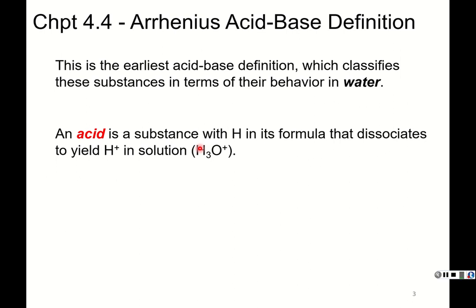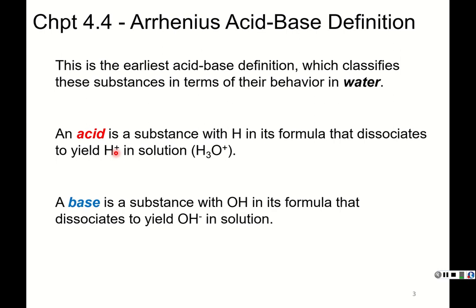Okay. Technically, if you want to be precise in an aqueous solution of an acid, we really want to know the hydronium ion concentration, but I will always write it for the most part as a proton concentration just because it's easier to write. Okay. The Arrhenius definition of a base is a substance that has an OH in its formula and dissociates in water to give the hydroxide ion, OH minus, in solution.